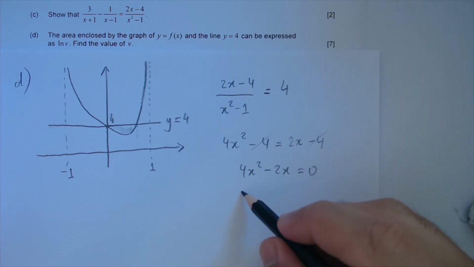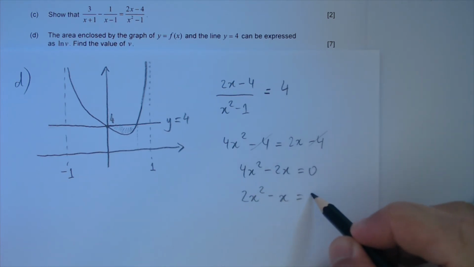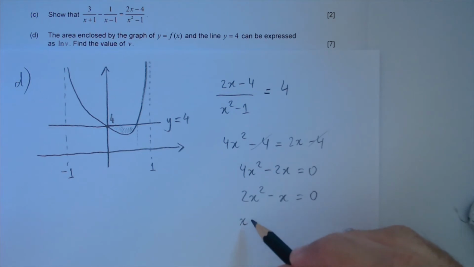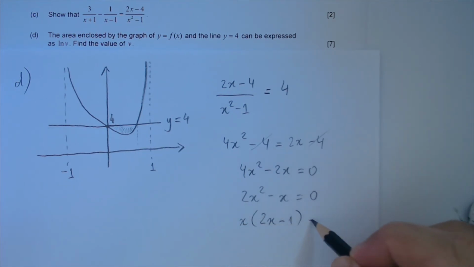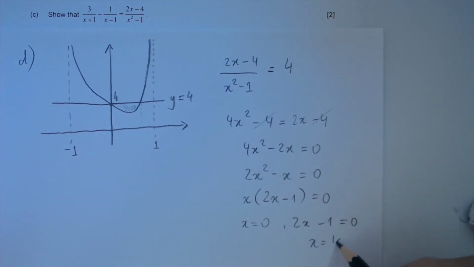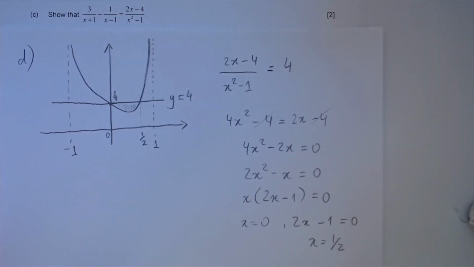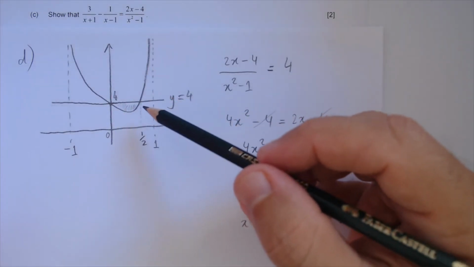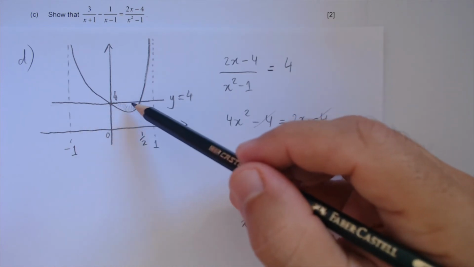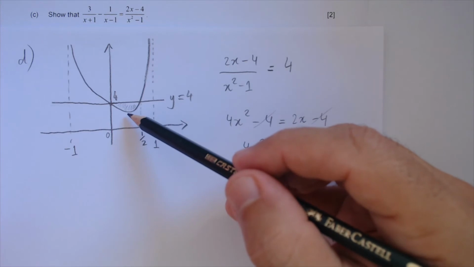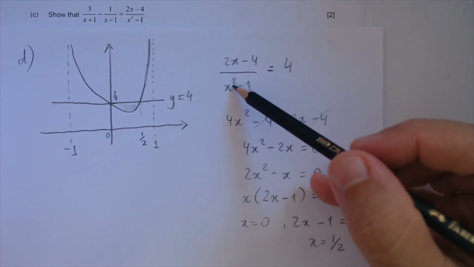Dividing the whole equation by 2, 2x squared minus x is equal to 0. Solve by factorizing: x(2x minus 1) is equal to 0. Two solutions are x equals 0, the one we already knew, and 2x minus 1 equals 0, which means that x is equal to half. Now that we have this information, we know that this is half and here is 0. The area of the region is the integral of the function which is above, 4, minus the function which is in the bottom, which can be written like this.